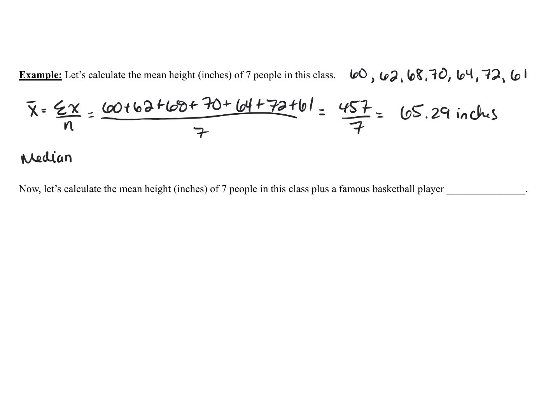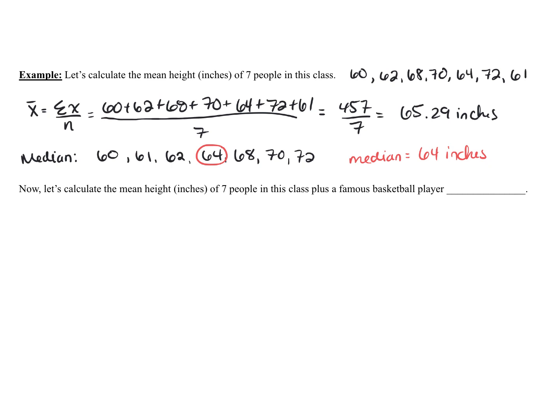So for the median, the first thing that I have to do is put my data in order from least to greatest. So let's do 60, 61, 62, 64, 68, 70, and 72. And because this is an odd data set, we can find the median exactly in the center. So our median is 64 inches. Okay, so if I had to describe the typical height of these 7 people, you can say that the typical height is around 65 inches or 64 inches, and either one of those statistics will be a good measure of center for this relatively small data set.